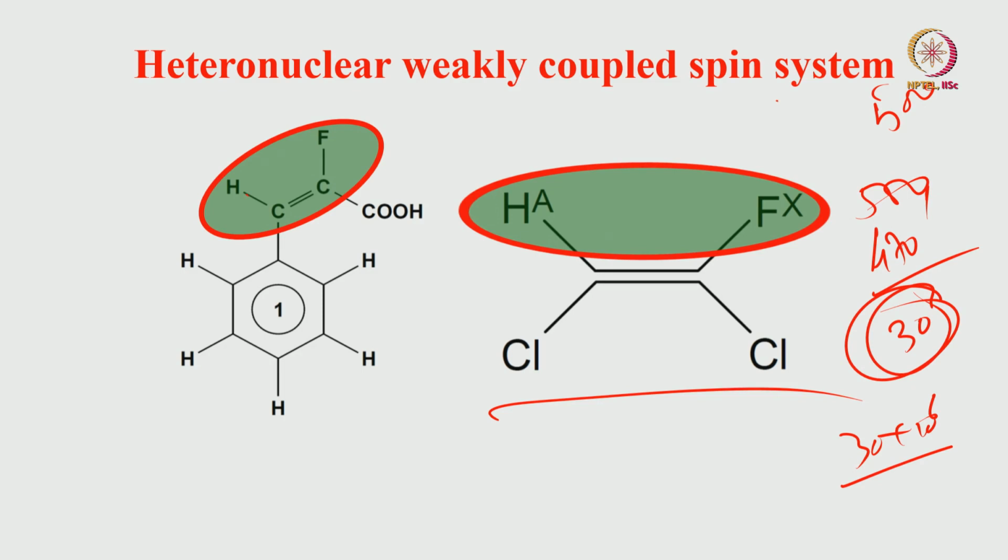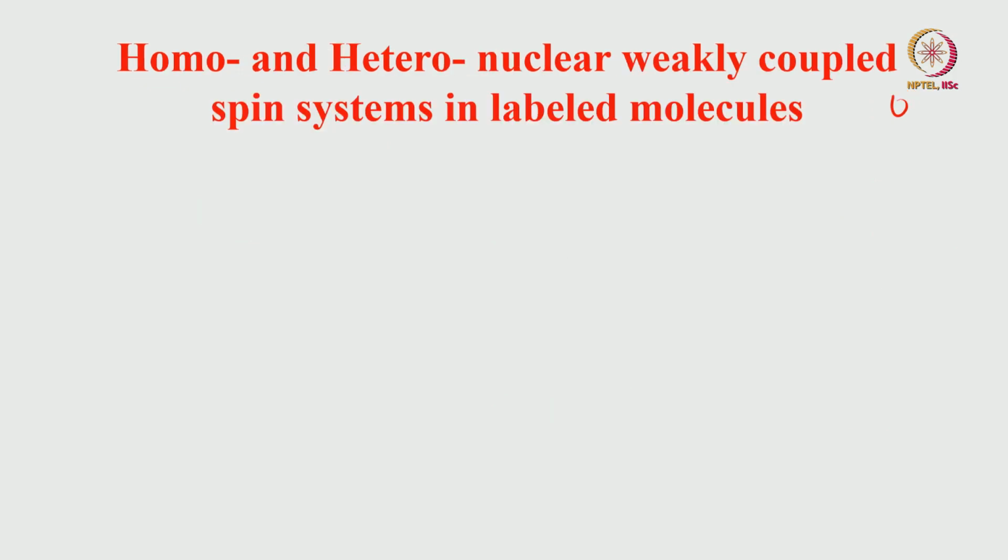That means heteronuclear coupled spins are always weakly coupled. Remember this point: heteronuclear coupled spins are always weakly coupled, because the chemical shift separation is of the order of several megahertz. That is a weakly coupled spin system. So, heteronuclear cannot be strongly coupled.